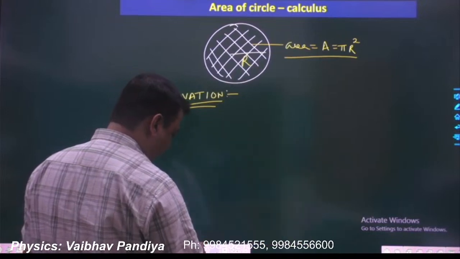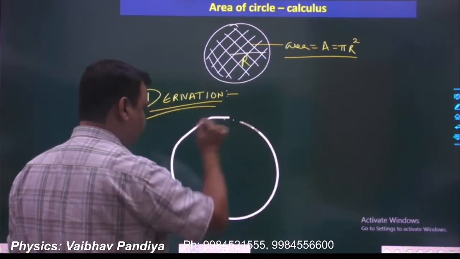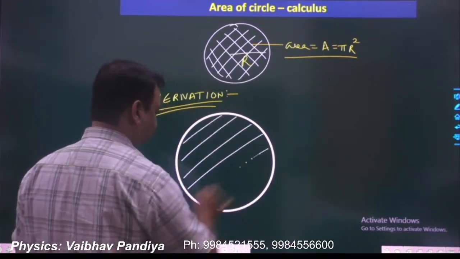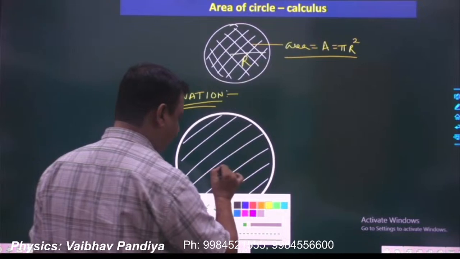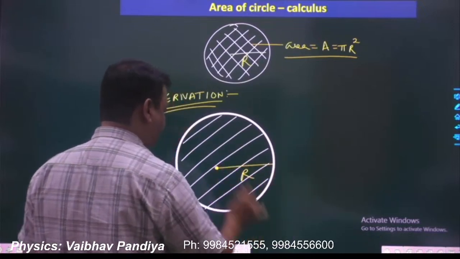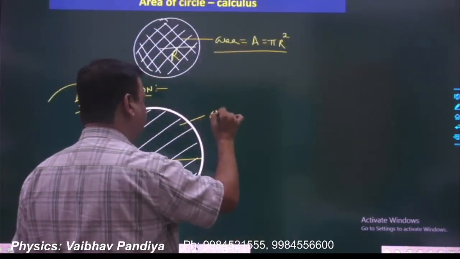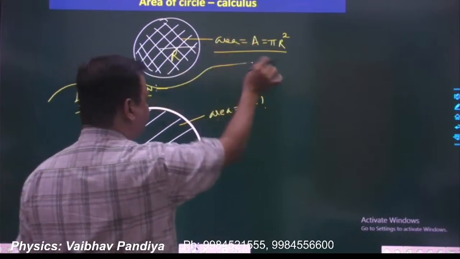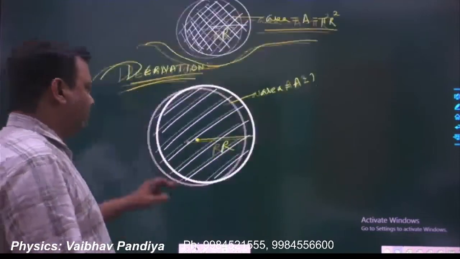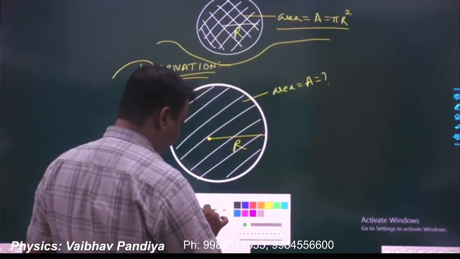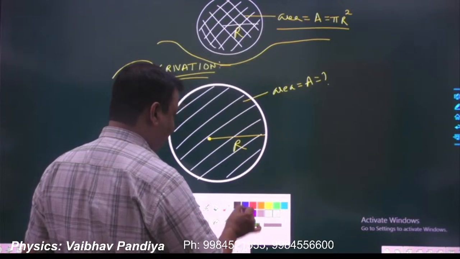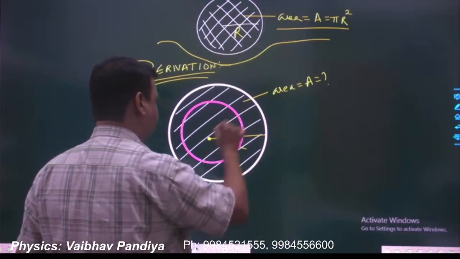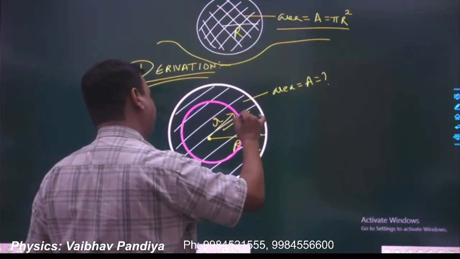So suppose we have a circular region, say of radius capital R, and we have to find what is the total area of the region. And we don't know this formula. We don't know pi r square. We have to derive this formula by calculus. So what we will do, we will apply calculus. We'll take one element, a circular element in the form of a strip, a concentric strip, say of radius small r and thickness dr.